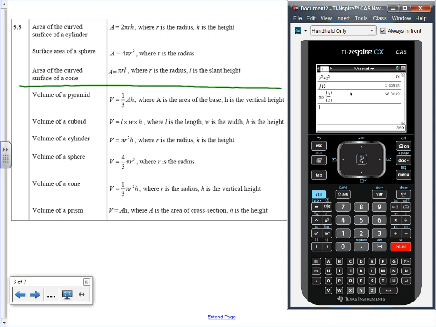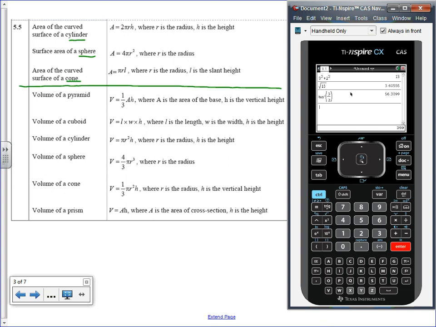If you have something like a pyramid or a cuboid, which is a bunch of rectangles, they expect you to be able to figure out the surface area of that just using your geometry skills. So notice the areas given are only the curved surface of a cylinder, the surface area of a sphere, and the curved surface of a cone. They're not giving us any surface area formulas for those triangular three-dimensional shapes or rectangular ones.